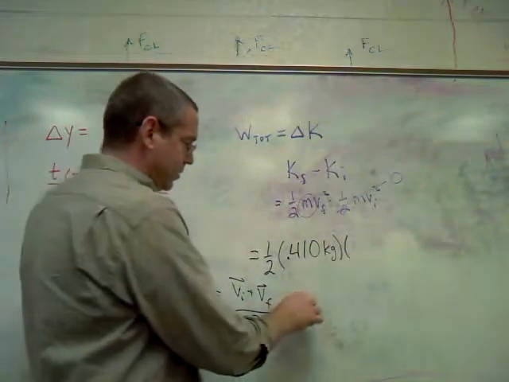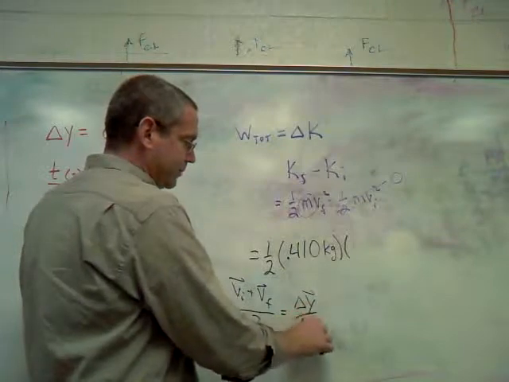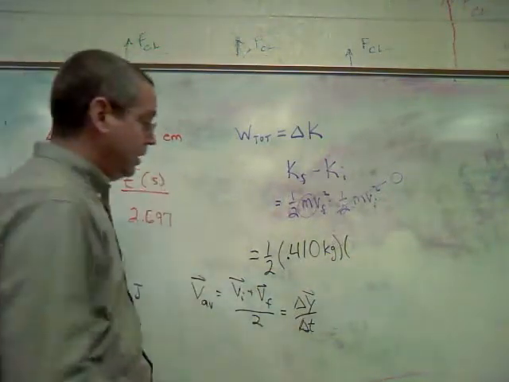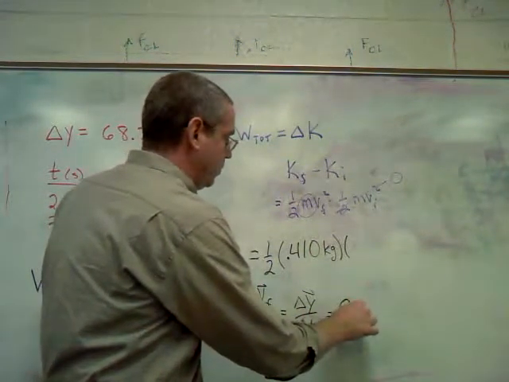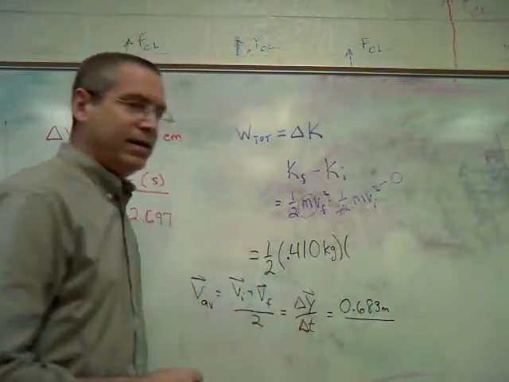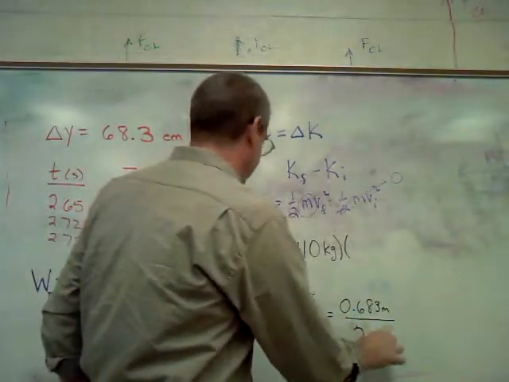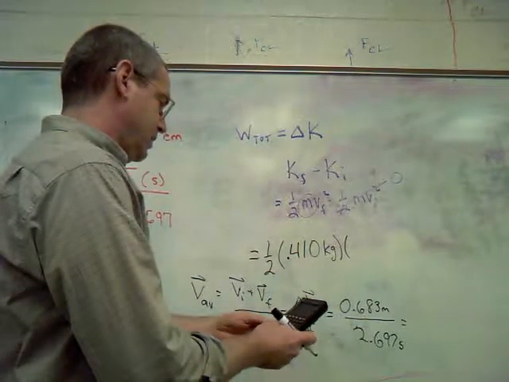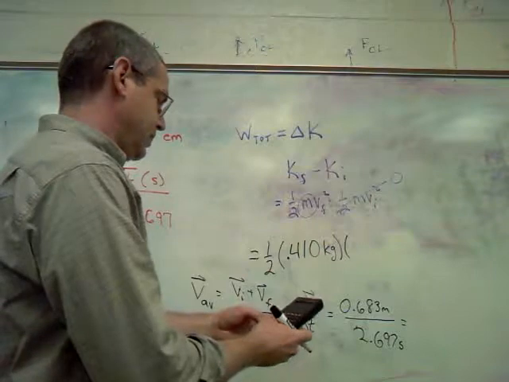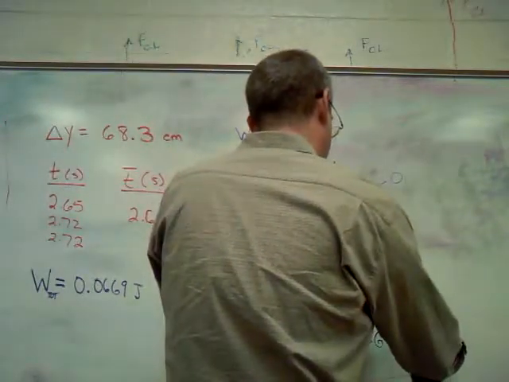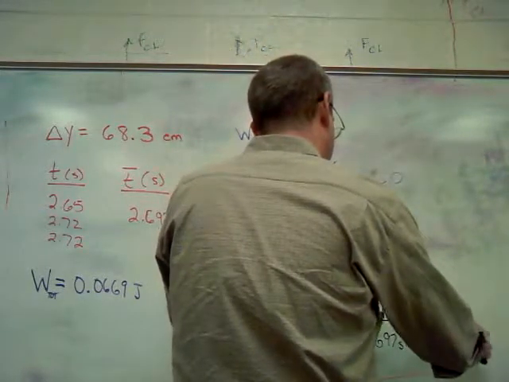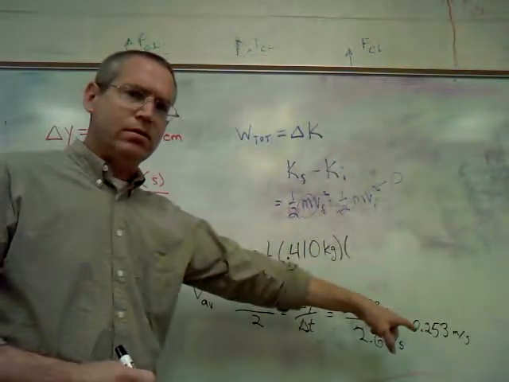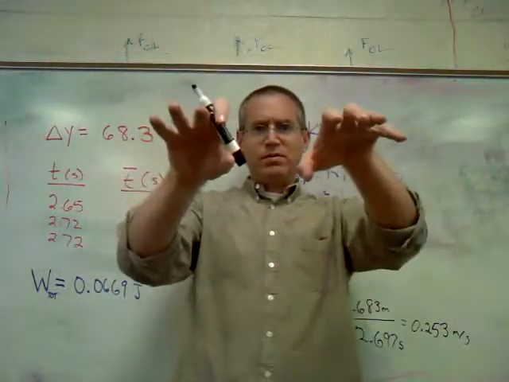I also know average velocity is going to be my change in displacement over change in time. If only I knew what my change in displacement was. I do. That's what we did over here. And so that should be equal to 0.683 meters divided by the amount of time it took, 2.697 seconds. Pull out the calculator. And so 0.683, enter, 2.697 divided by, and I get 0.253 meters per second. So about a 1/4 meter per second. That's my average. That's how fast it was going. If my two masses were doing this right here, that was the speed in the middle, actually.